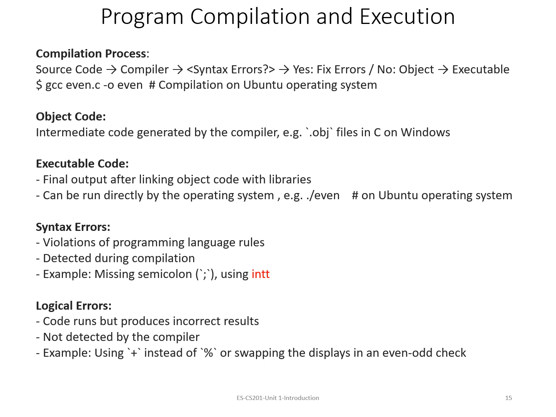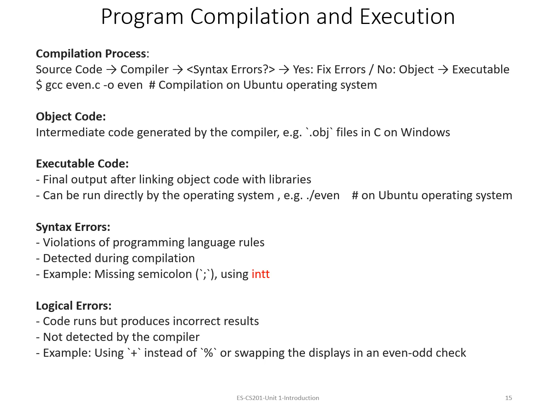Compilation process. Source code, compiler checks for syntax errors. If yes, fix errors, or if no, create object and executable files. Compilation command on Ubuntu operating system is as follows: $gcc even.c -o even. Object code is intermediate code generated by the compiler, for example, .obj files in C.